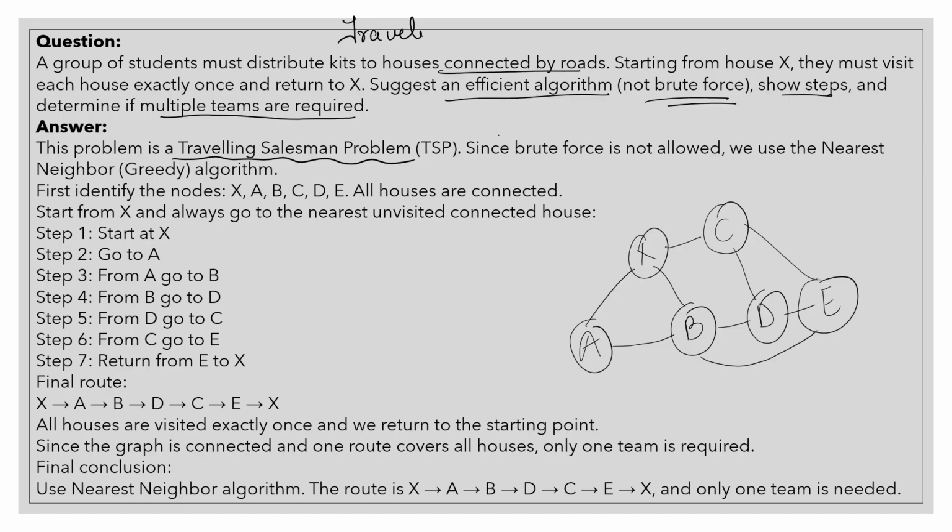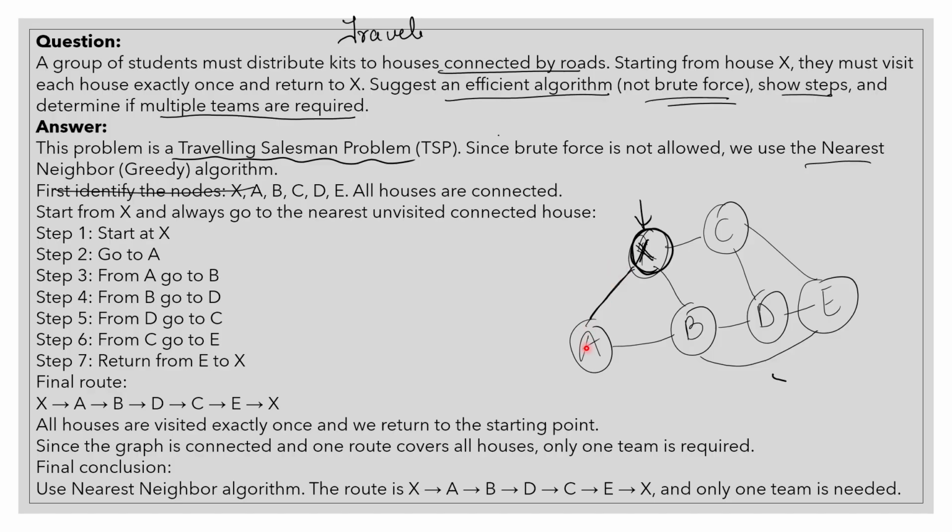Since brute force is not allowed, we'll use the nearest neighbor greedy algorithm. First, you identify the nodes. They all are connected as we can see. Start from X. This is your X node. To signify the start, I'll make this arrow. X go to A. I'll use a laser.